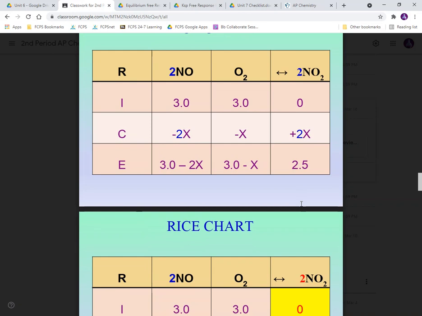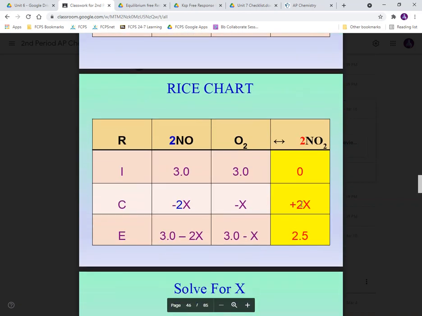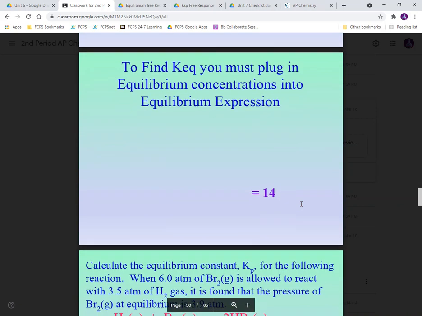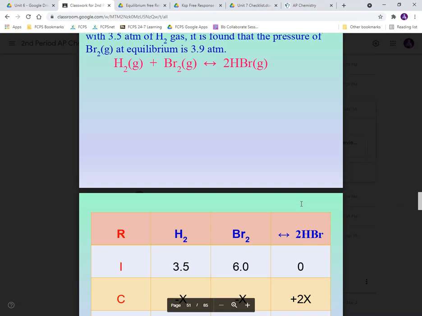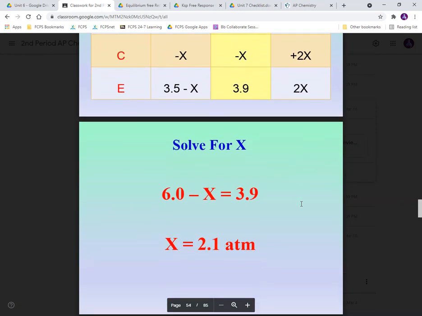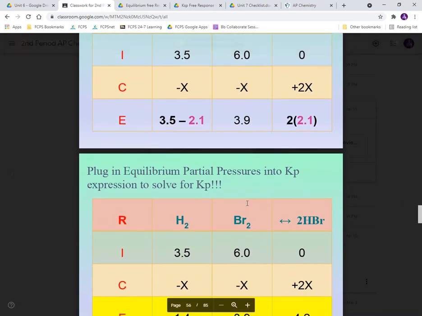That's one type of problem. The percent one I told you about too, you can also figure out the X value if they give you a percent. So that's one type. They could also give you one here. You could figure out the atms the same way.